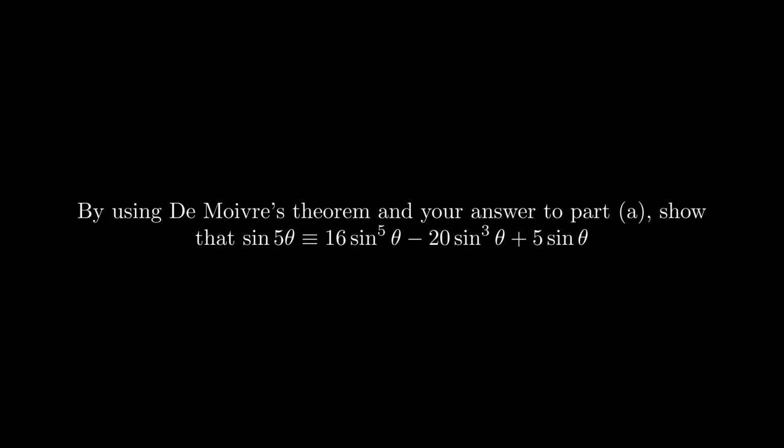Part B of the question asks us to use de Moivre's theorem and our answer to part A to show that sine of 5 theta is equivalent to 16 sine to the power of 5 of theta minus 20 sine to the power of 3 of theta plus 5 sine theta.